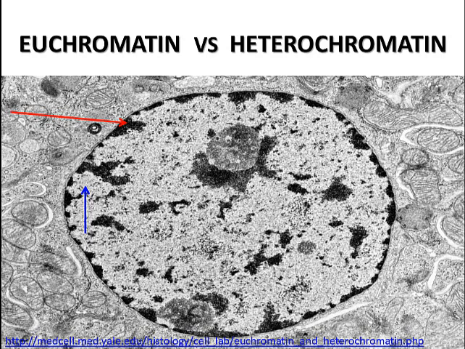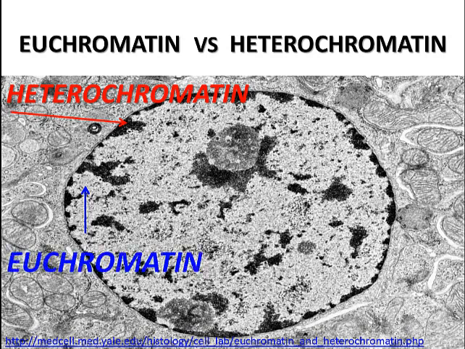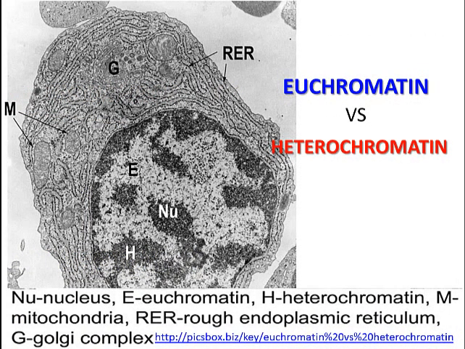So the darker part is heterochromatin, and the lighter part is euchromatin. So you can easily see why the lighter part is euchromatin and the darker part is heterochromatin.